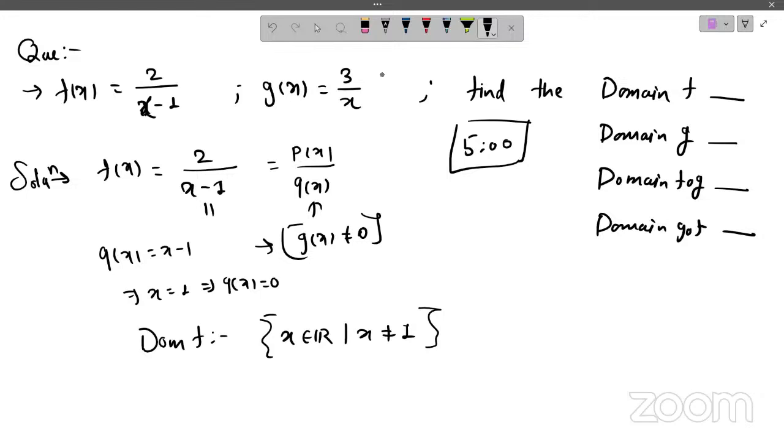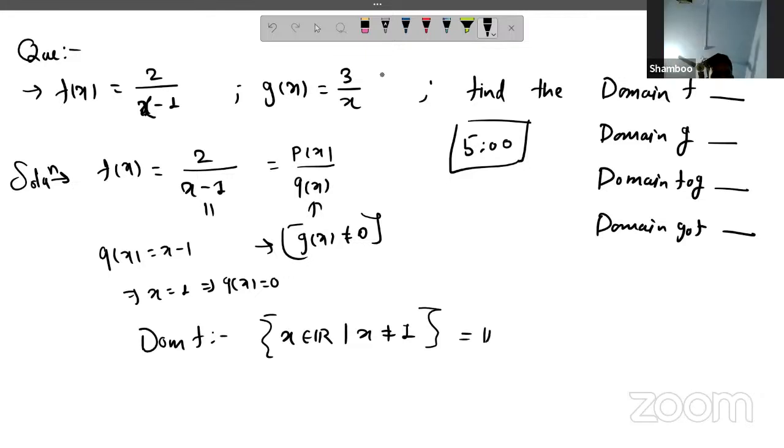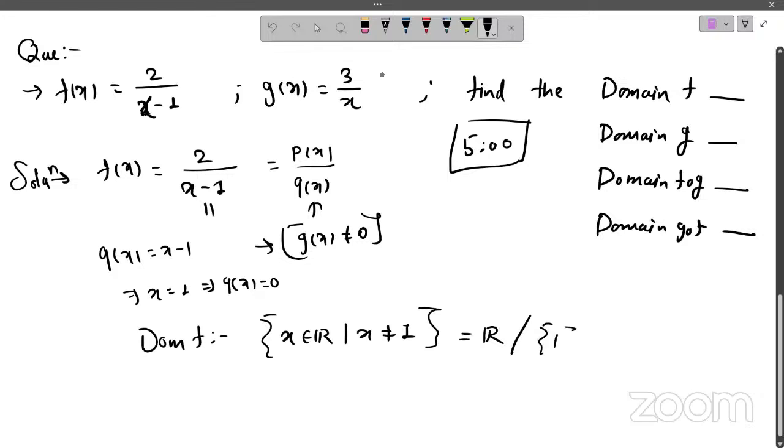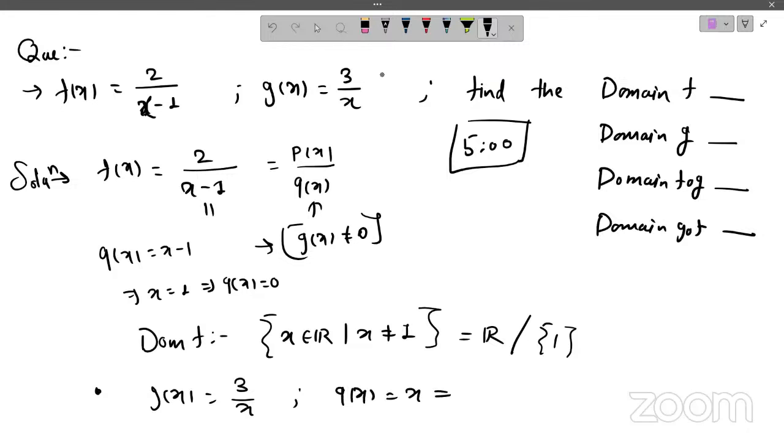Or we can write R slash {1}. Yes, ma'am. Yeah, that's just a representation, R minus {1}. These are all equal. It doesn't matter that much. Okay, similar logic will go with g(x). g(x) is also something like 3 upon x, which is something like p(x) upon q(x). So our q(x) is x, and we don't want our q(x) to be 0. So q(x) is equal to 0 when x is equal to 0. So in this case, our domain of g is nothing but all the real numbers except 0, right? Right.